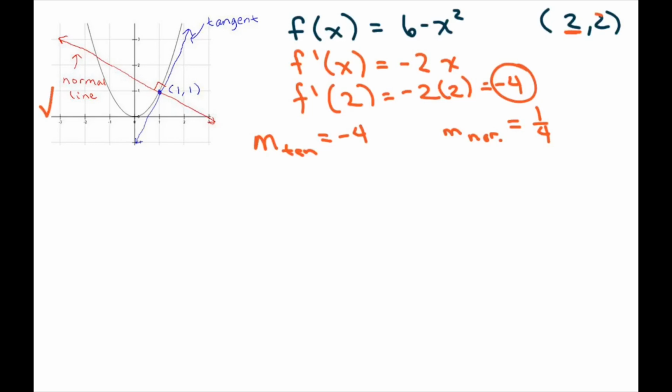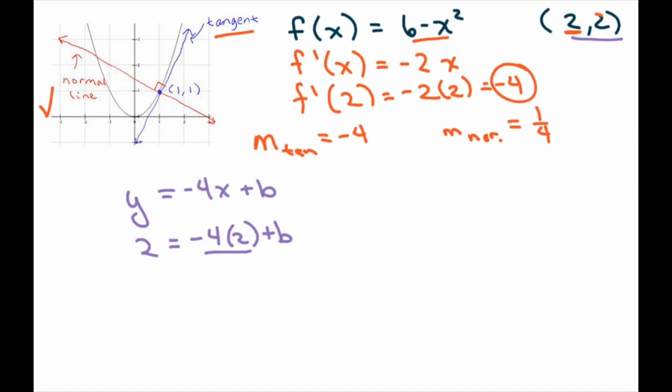Here's a little drawing to show you kind of what we're going to be doing. We're going to be graphing this and the tangent and the normal line. All right, so now we just have to write our equation given that we have this point. So we have y equals negative 4x plus b. Let's plug in our x and y. So 2 equals negative 4 times 2 plus b. This is negative 8. Add 8 to both sides, you get 10 equals b. So our equation for the tangent line is y equals negative 4x plus 10.